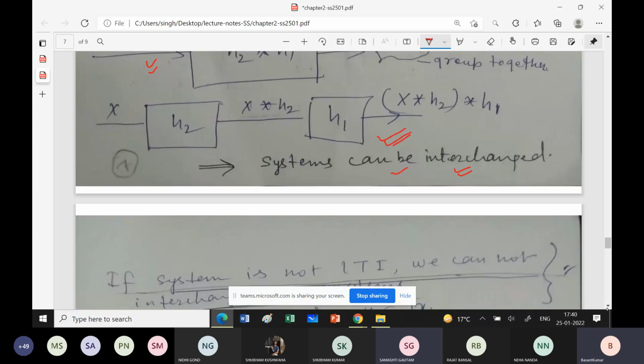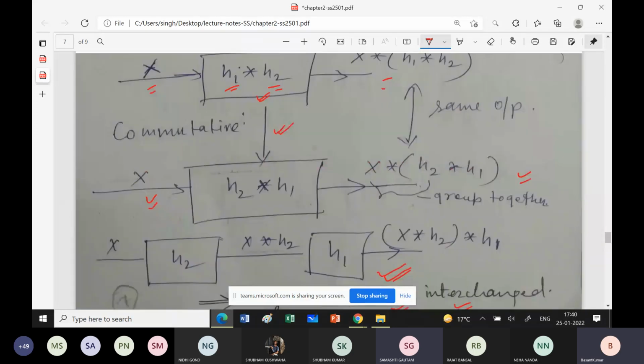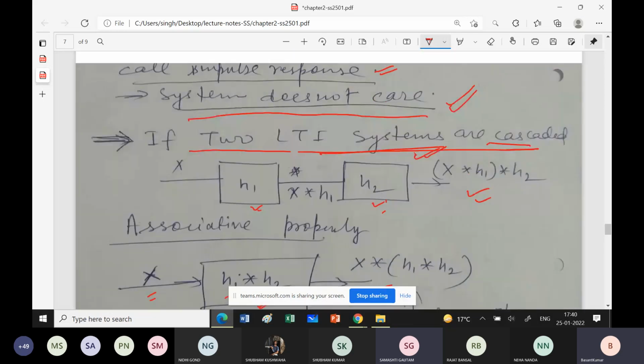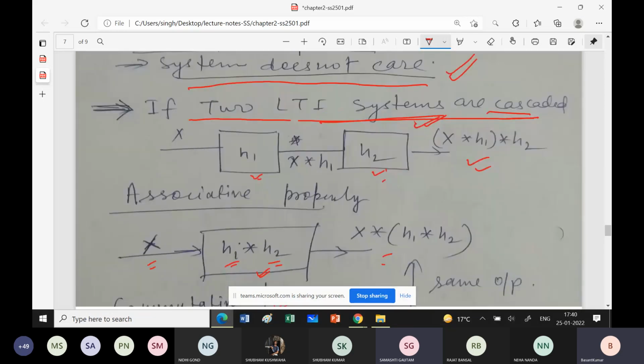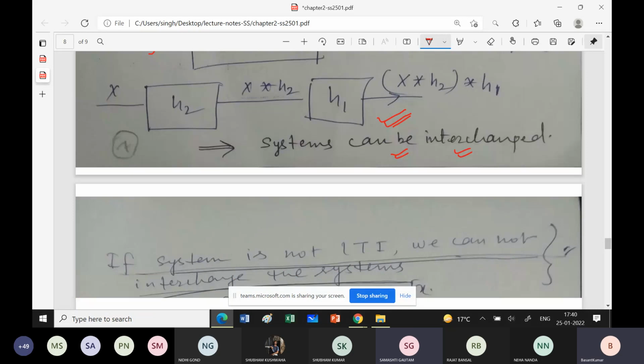So associative property से आपको ये पता चलता है कि ये आपको फायदा होगा कि अगर जरूरत पड़ी, and if two systems are cascaded you can interchange the systems.